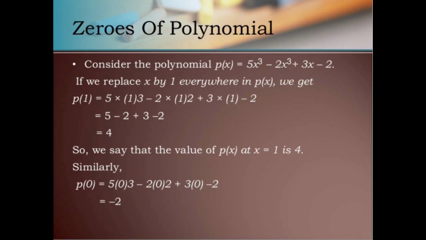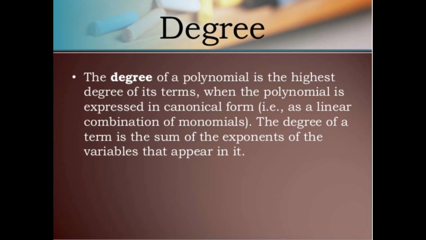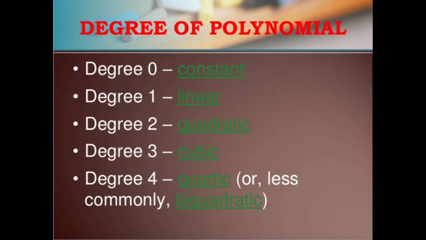Degree. The degree of a polynomial is the highest degree of its terms when the polynomial is expressed in canonical form, for example as a linear combination of monomials. The degree of a term is the sum of the exponents of the variables that appear in it. Degree of polynomial: if the degree is 0, it is constant. If the degree is 1, it is linear. If the degree is 2, it is quadratic. If the degree is 3, it is cubic. And if the degree is 4, it is quartic, or less commonly biquadratic.